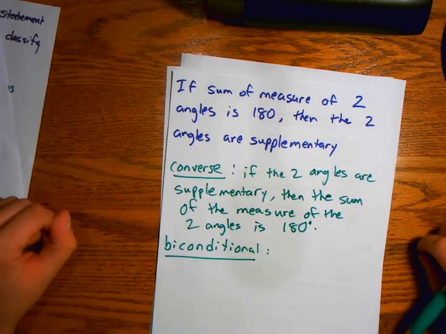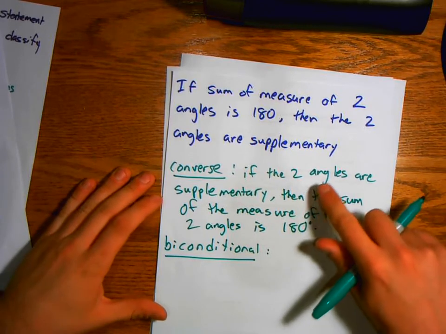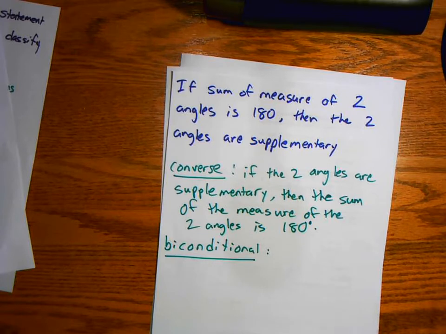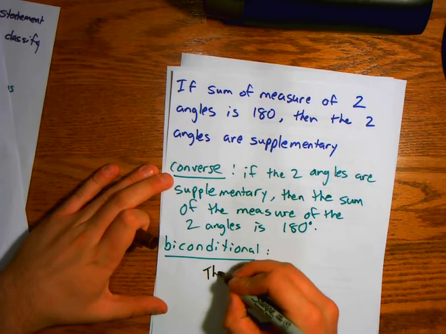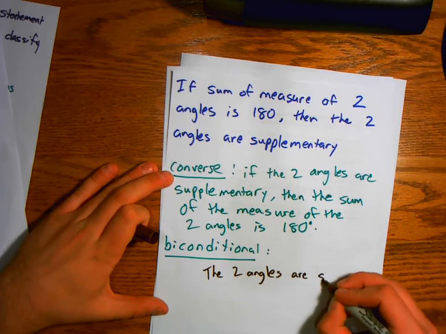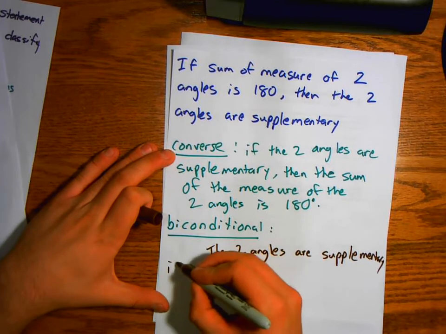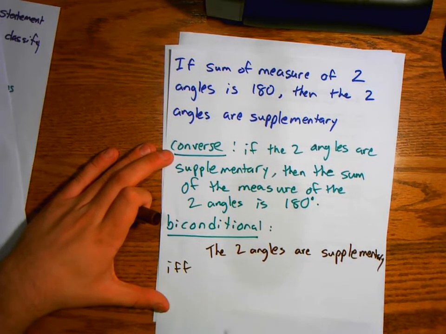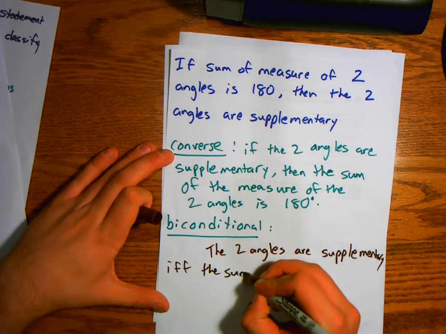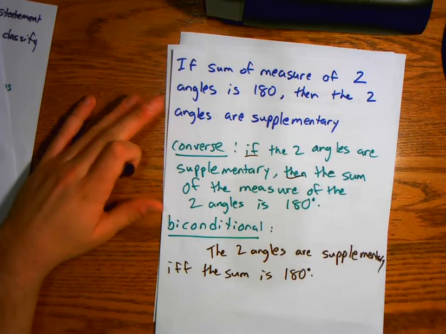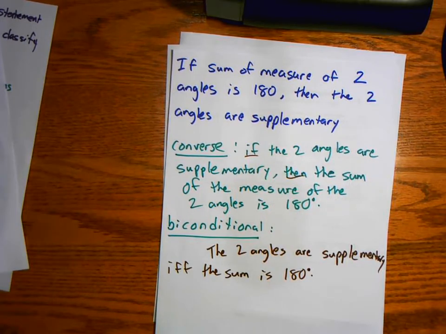Now the way we get our biconditional is to take out the if-thens, and in between our new hypothesis and conclusion, we plug in an if and only if. So a new biconditional based on our converse statement is: the two angles are supplementary if and only if, which I'm writing as IFF, the sum is 180. So I've taken my converse, I've eliminated my if and then, and in between I have plugged in an if and only if statement. This is what determines the biconditional statement: flipping around the if-thens and including an if and only if statement.